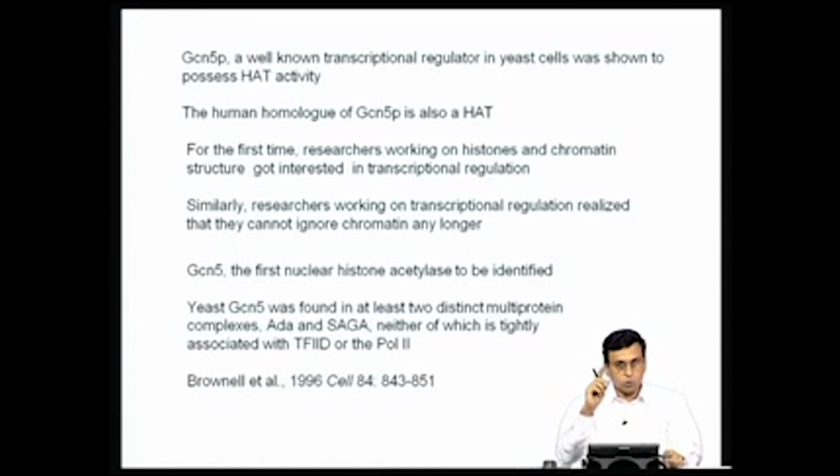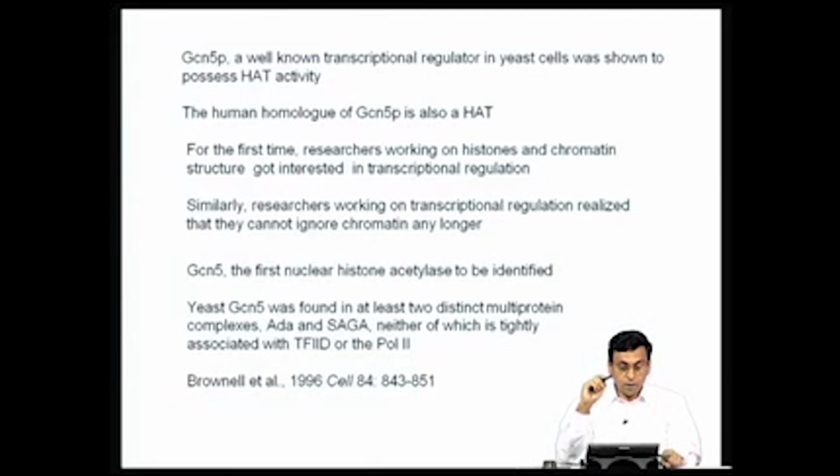The first and foremost observation that a transcription factor possesses a histone acetyl transferase activity came from a transcriptional activator called GCN5 protein, which is a very well known transcriptional activator in yeast cells. And this GCN5P was shown to contain histone acetyl transferase activity. This was one of the most significant observations in the area of eukaryotic gene regulation. And soon they realized that the human homologue of the GCN5P also has histone acetyl transferase activity, indicating that this enzymatic activity is conserved from yeast to humans.